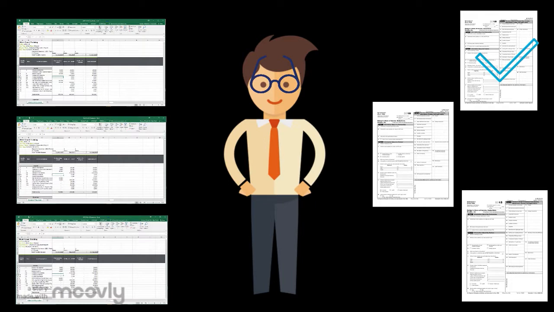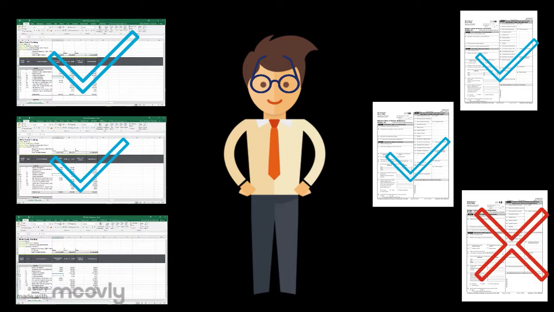Hank now checks the K1s against the Schedule K reports to make sure the data is correct. He manually goes through every line of the Schedule K report. If data is incorrect, the K1 must be rerun with the correct information.